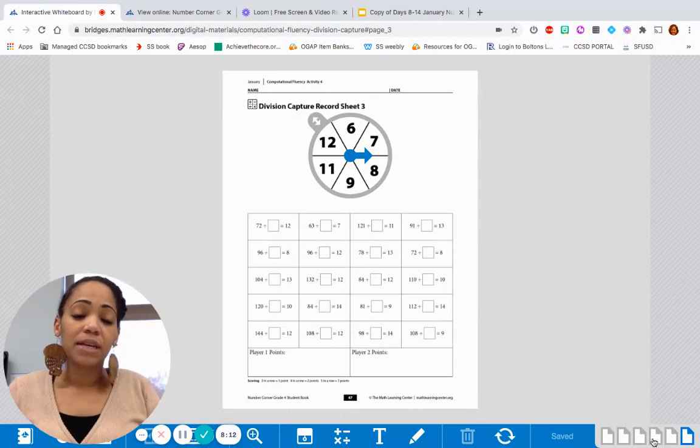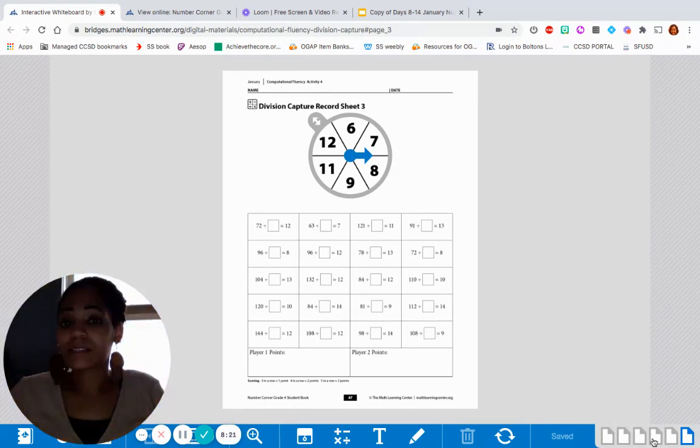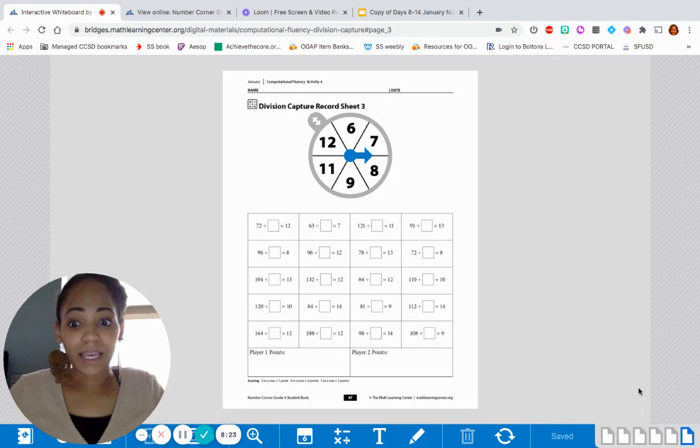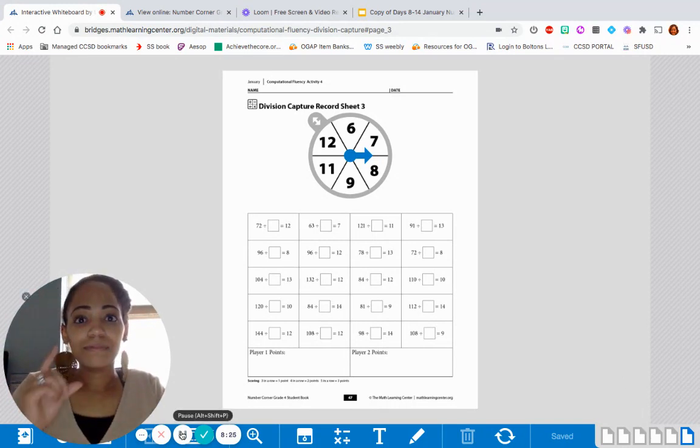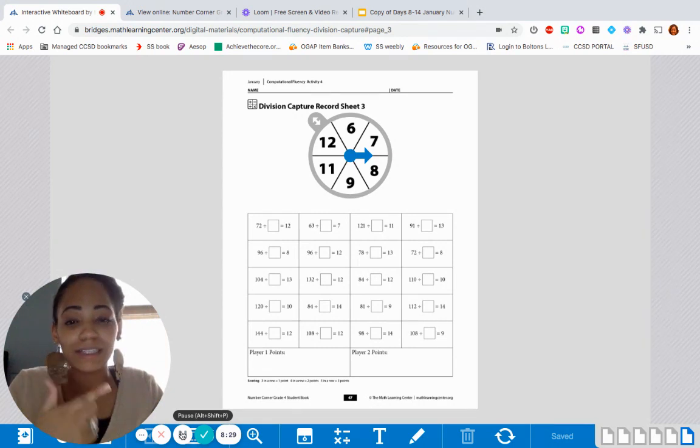But I would love for you to play this game by yourself or with a partner in your Number Corner journal and use some of the strategies that we've talked about throughout this month, which you can multiply to divide. If you need to draw a picture, please do so.